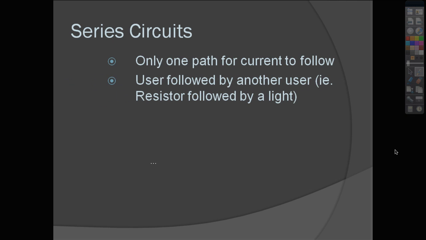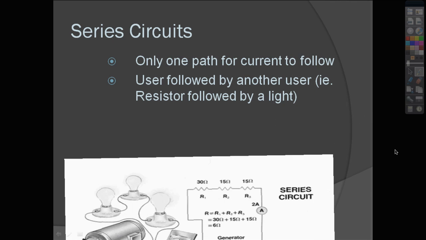And along this path there is a user, followed by another user. For example, a resistor followed by a light, or a light followed by a resistor, or a light followed by another light, or a light followed by a toaster. Just all different kinds of users along one path.